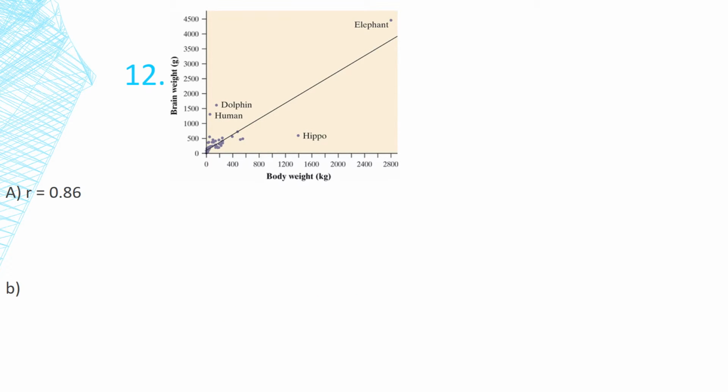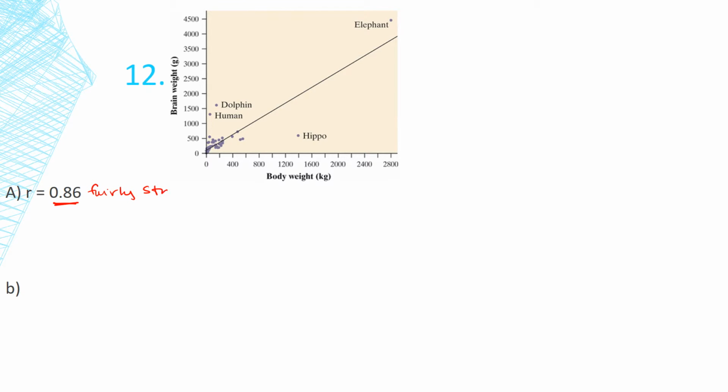So now let's look at number 12. Number 12 already has all the data graphed for you, and this is about the comparison between body weight and brain weight in mammals. So the correlation between body weight and brain weight is R equals 0.86. So that's pretty close to 1. So this is going to be fairly strong.